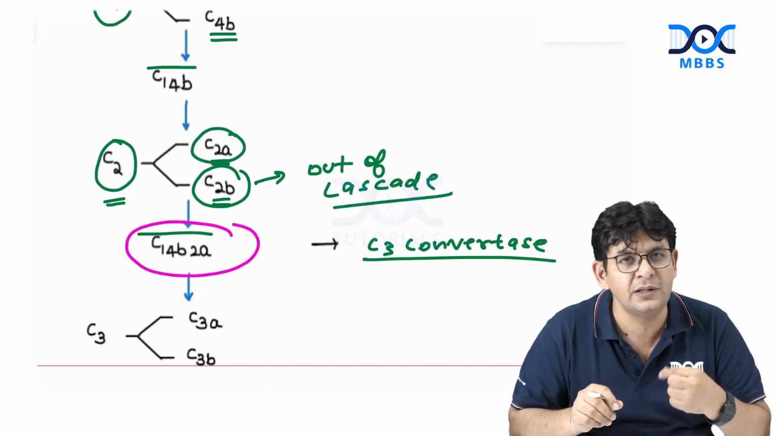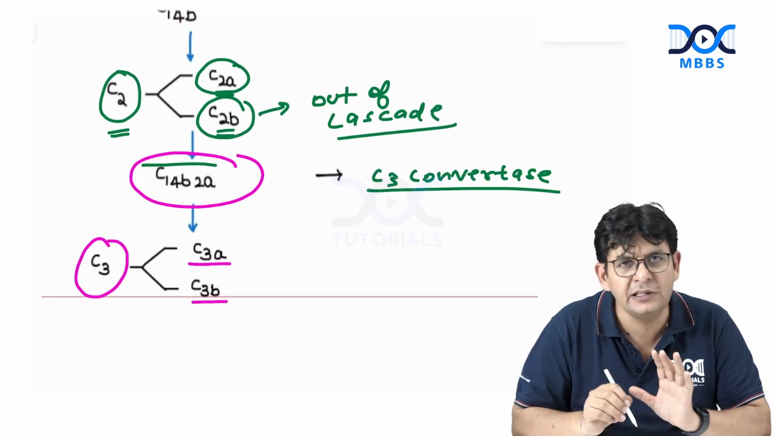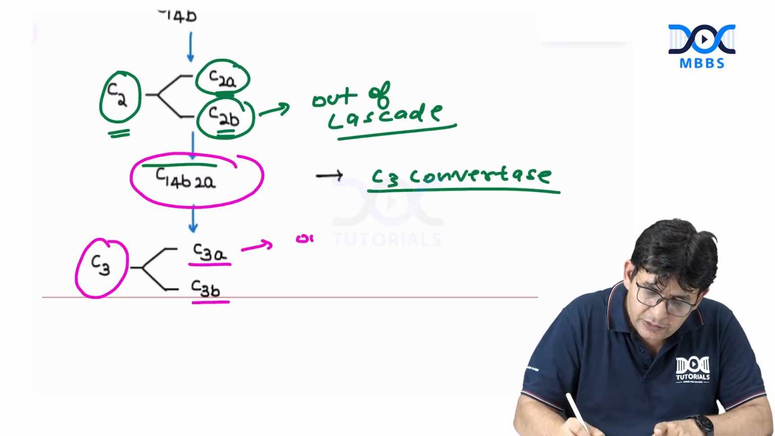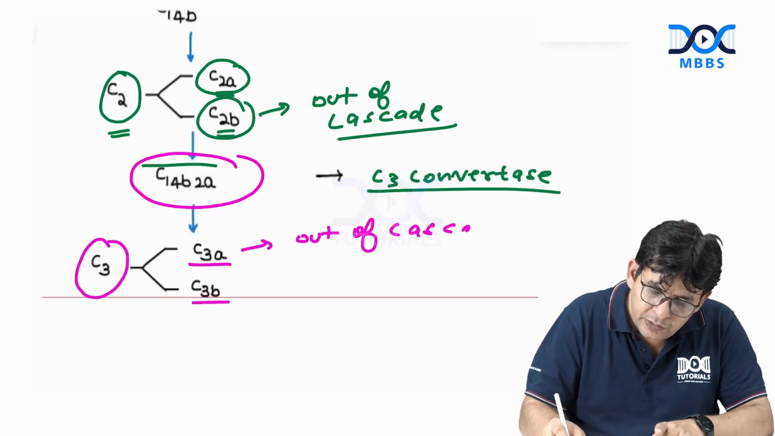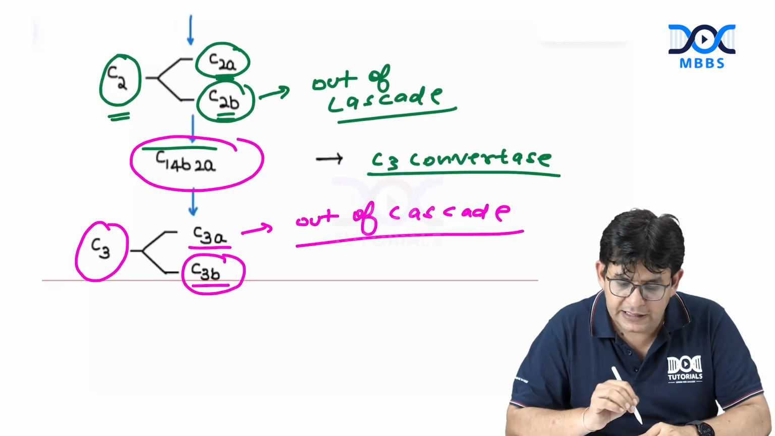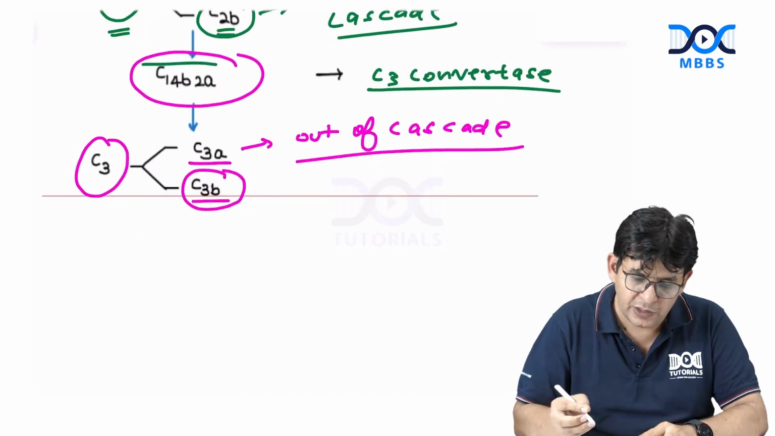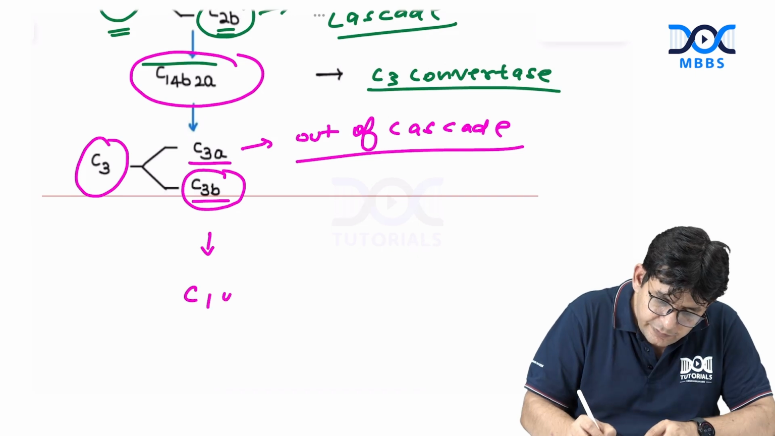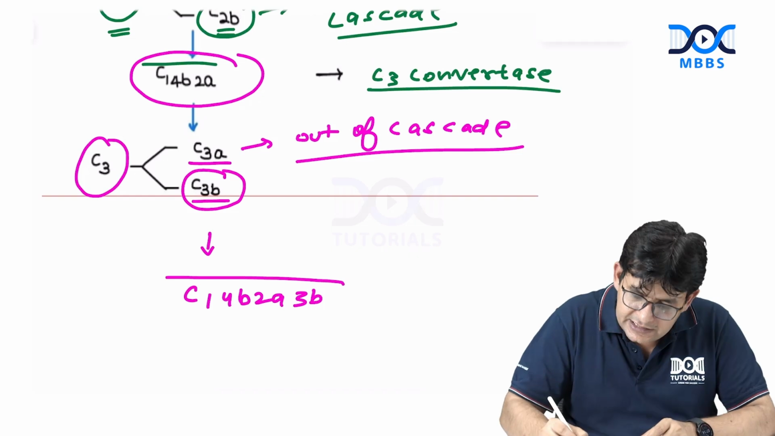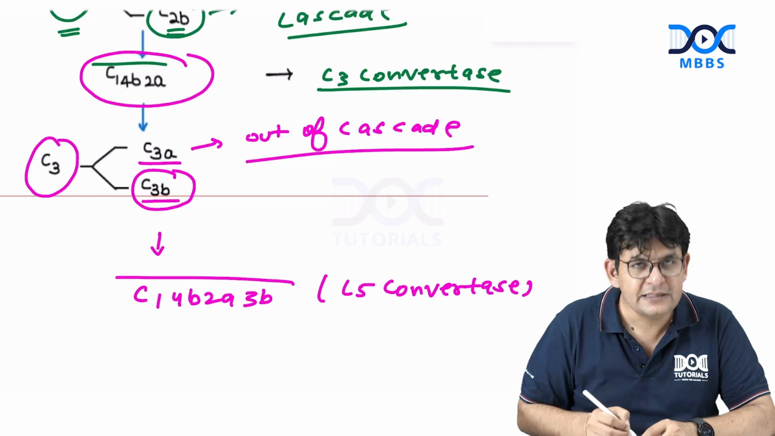It will act upon where? On the C3. So it acts upon the C3 and divides this into what? C3A and C3B. Now you tell me which will go out of the cascade? C3A will go out of the cascade, because as a rule, the A parts go out; the exception is only the C2 stuff. Okay, so which will carry on? C3B will accompany this 14B2A further. So what is being produced now, guys? C1 4B 2A 3B, the activated form. This is what is termed as C5 convertase.